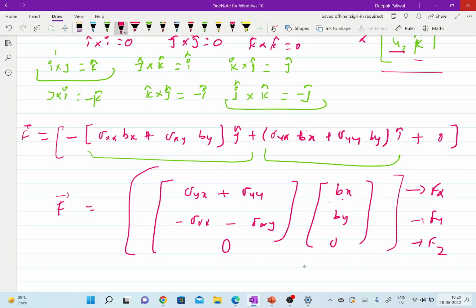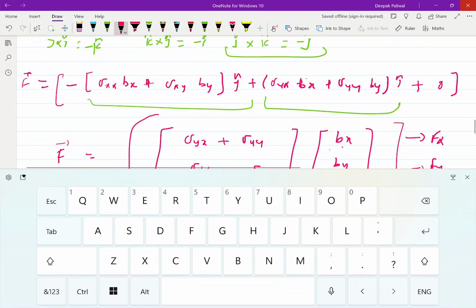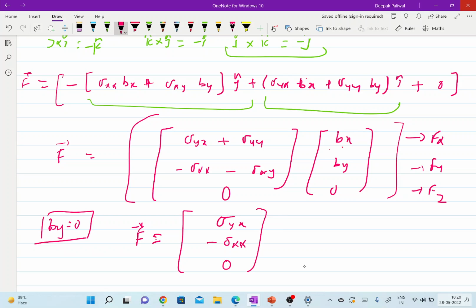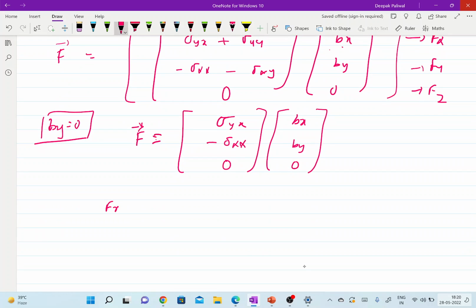this is fz part. If you look at the fx part, now I am assuming vz is also 0, so we will be left with a very small equation, sigma yx minus sigma xx 0, bx by 0. Okay, so finally I can write force along x component is sigma yx bx, force along y direction, minus sigma xx by.